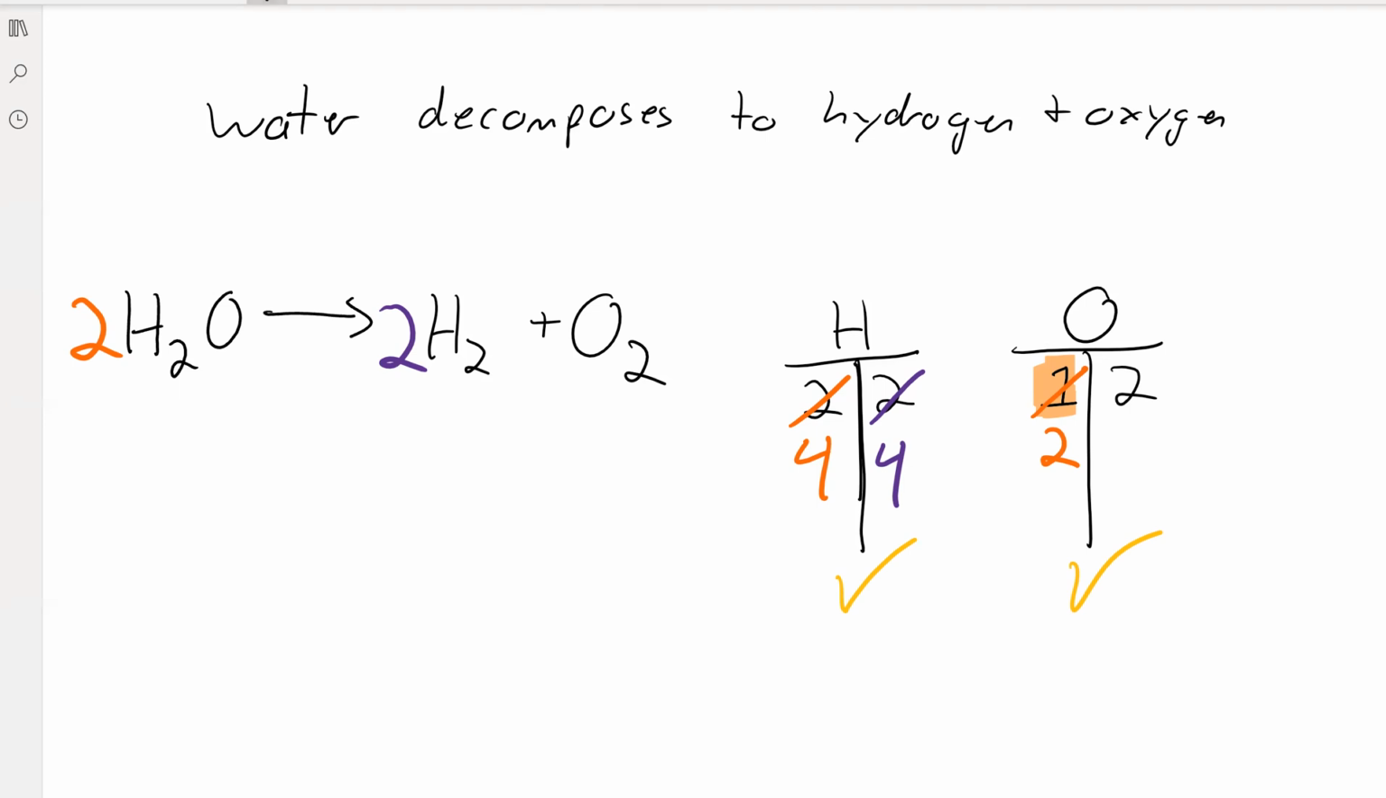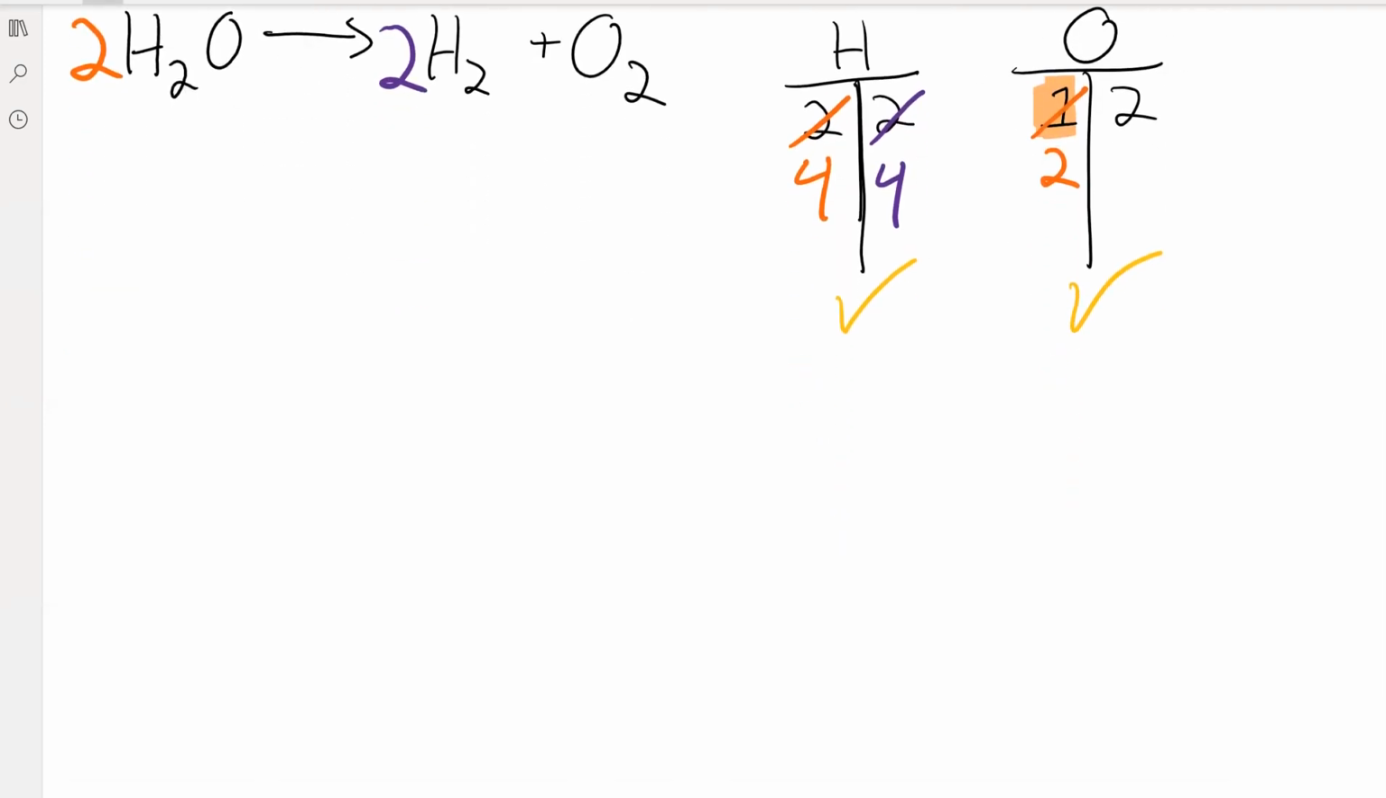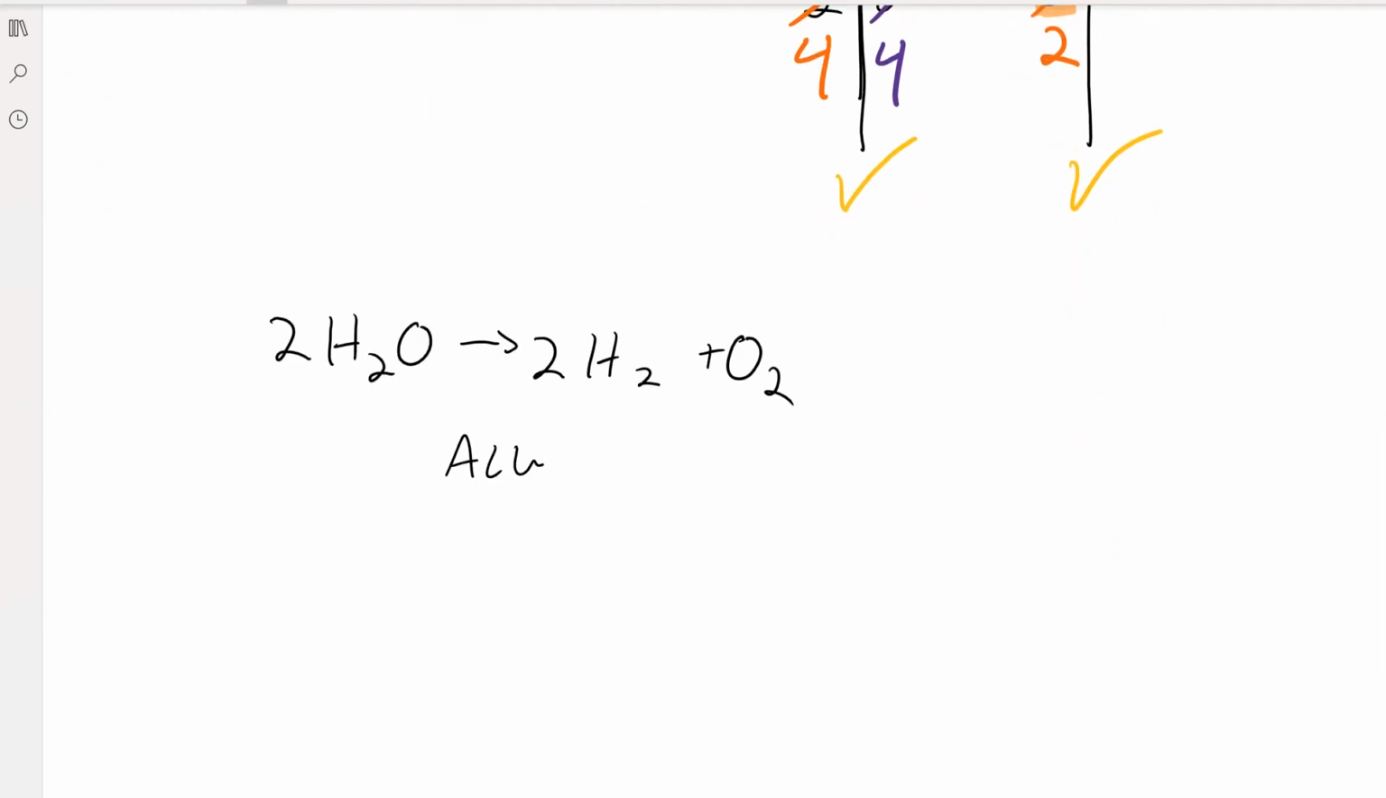And that's basically how you're going to do it. You're just going to go step by step. Obviously, this is a very simple example. We'll do another more difficult example, but the method stays the same. And then it's always good to double check. So 2H2O goes to 2H2 plus an O2. So I'm going to say always double check.